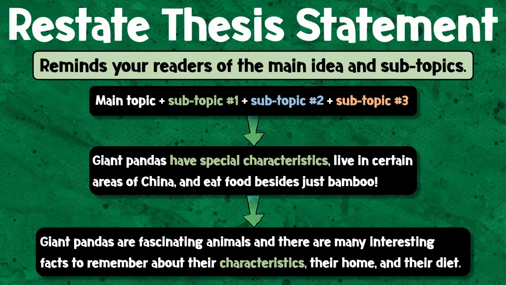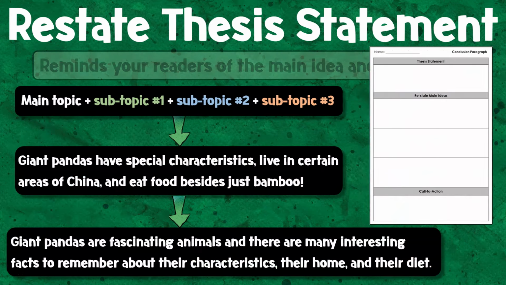In the first one, I wrote have special characteristics. In the second one, I wrote characteristics. For the second subtopic, I talk about their home. And finally, for the third subtopic, I talk about what they eat. Both of these are thesis statements that deliver the same information, yet they're not the same. Therefore, I can use one in the introduction and one in the conclusion. Once you've gotten it rewritten, you'll be ready to put it on your graphic organizer.